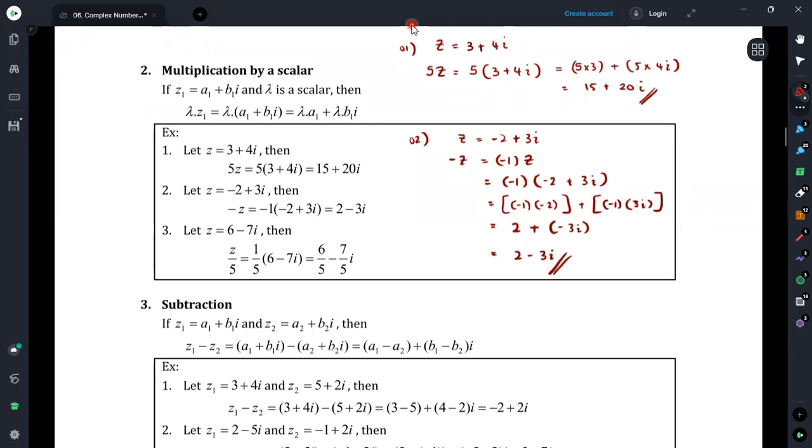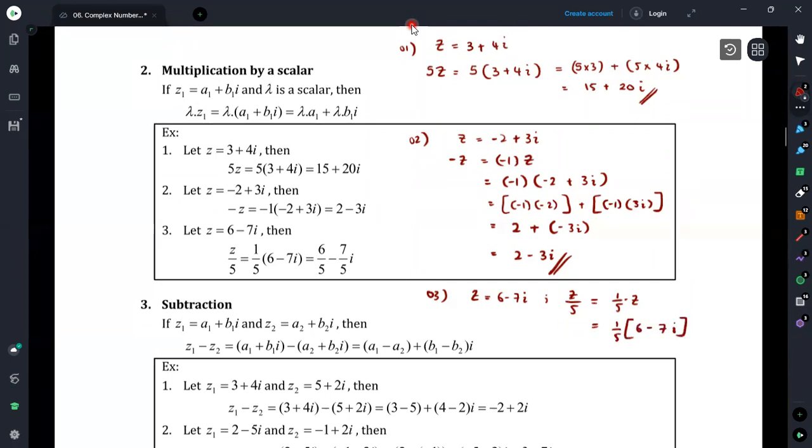And if we consider the third example, it says that z equals 6 minus 7i, and we are asked to find the value of z divided by 5. Even though it is given as a division, we can convert it into a multiplication. If you consider it as 1 over 5 multiplied with the complex number, then we can see 1 over 5 is a scalar. Then we can get the value as 1 over 5 times the value of z, which is 6 minus 7i.